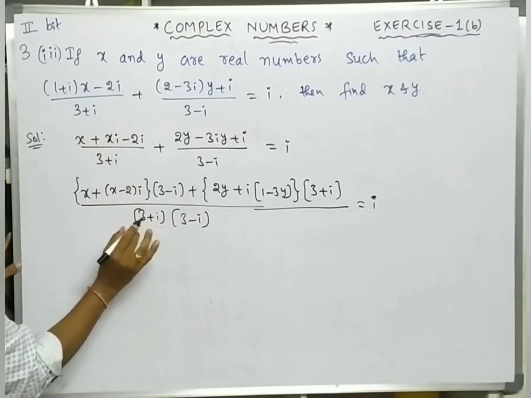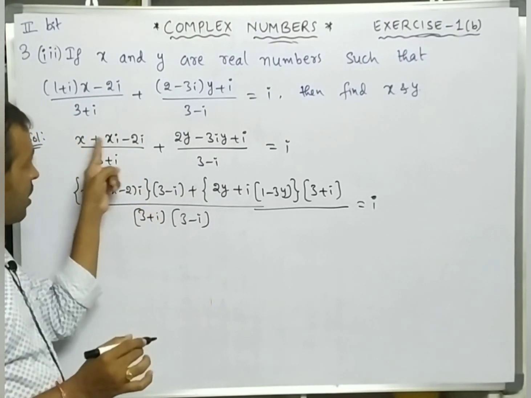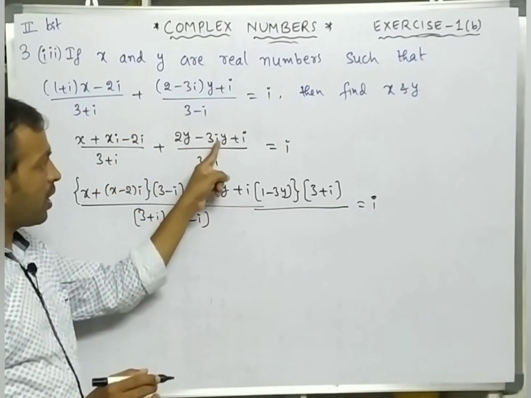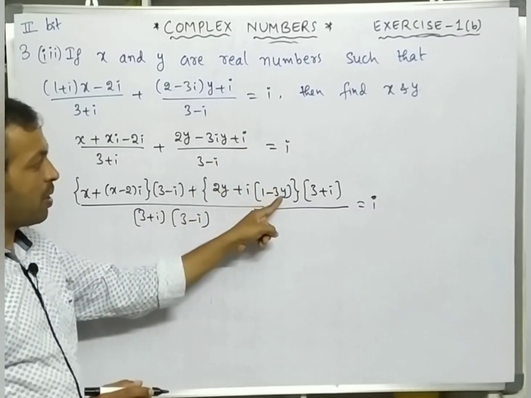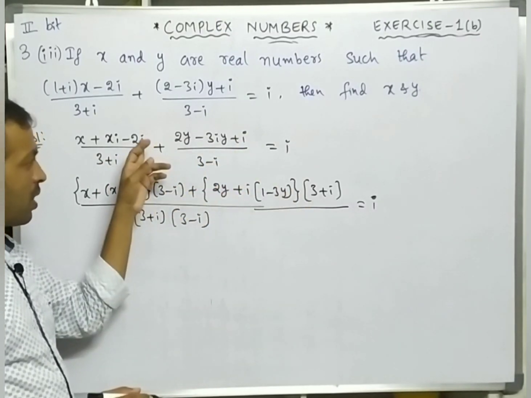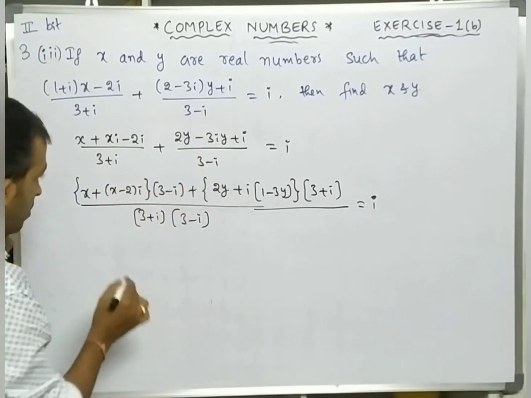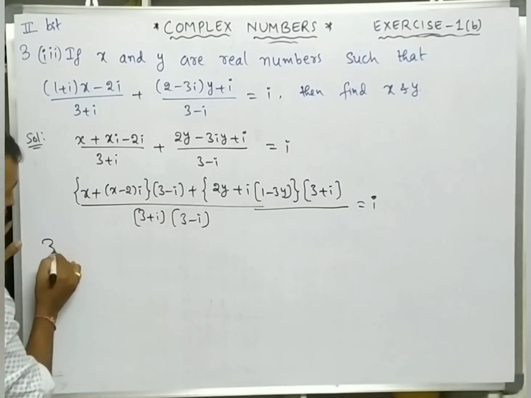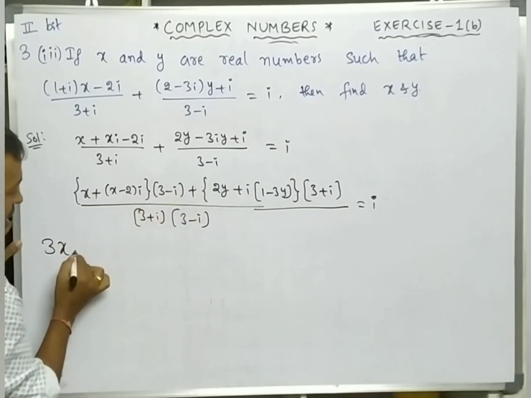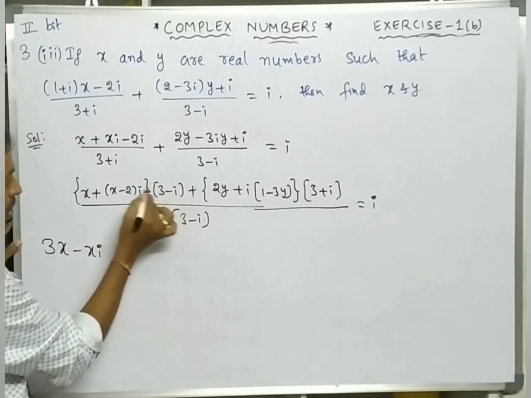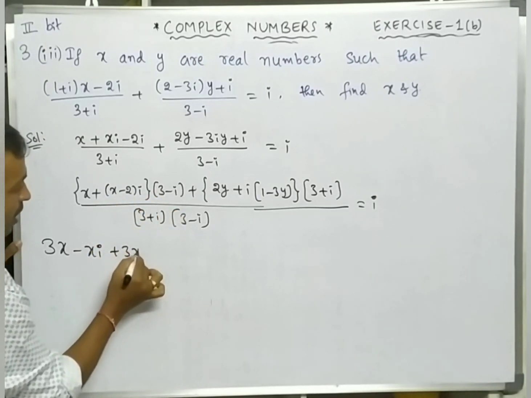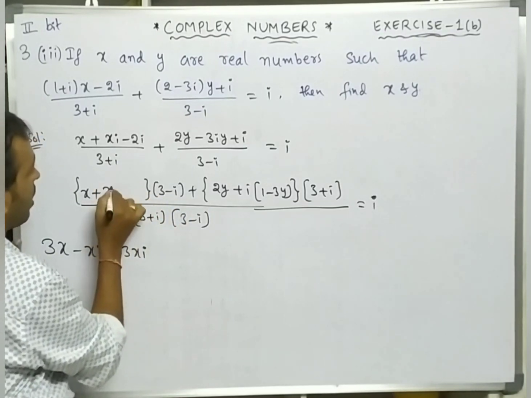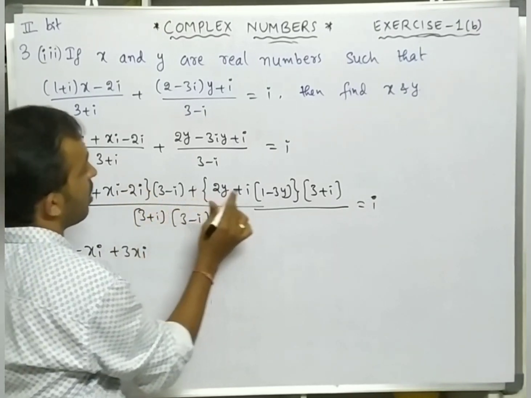Okay, so I did the LCM here. Here x, i is common, imaginary part common, x minus 2. Here 2y is the real part and i common, 1 minus 3y is the imaginary part. So do the LCM: 3 minus i multiplied to this term and 3 plus i to that term. Now multiply term by term: x into 3, 3x, x into minus i, minus xi, 3 into xi, 3xi, xi minus 2i.